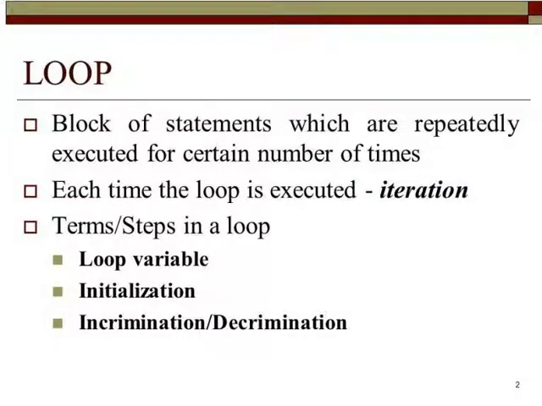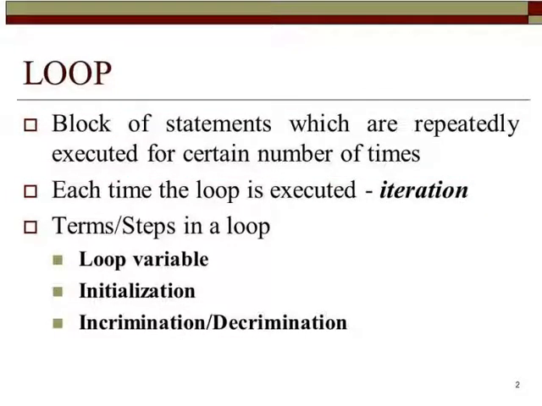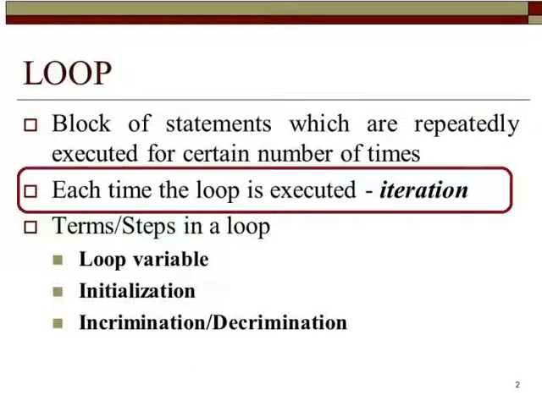Define what is a loop. A loop is a block of statements which are repeatedly executed for a certain number of times. So, this is one of the requirements of a control structure. When we want a set of statements to be repeated more than once, we go in for this loop. And each time the loop is executed, it is called an iteration or a repetition.